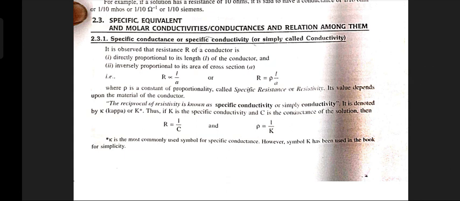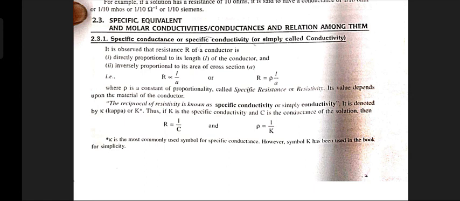The specific and equivalent and molar conductivity, conductances and relation among them. The specific conductance, or simply the conductivity. It is observed that the resistance R of a conductor is directly proportional to the length l of the conductor and inversely proportional to the area of cross section a, where rho is the constant of proportionality called specific resistance or resistivity. Its value depends upon the material of the conductor.